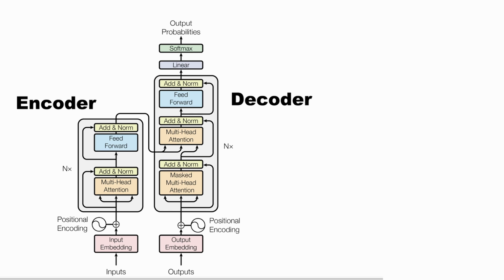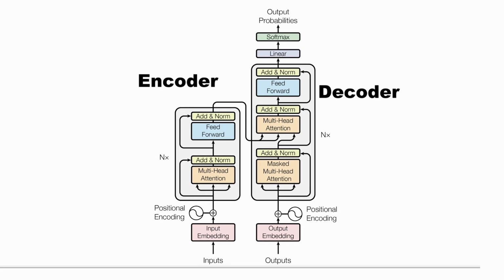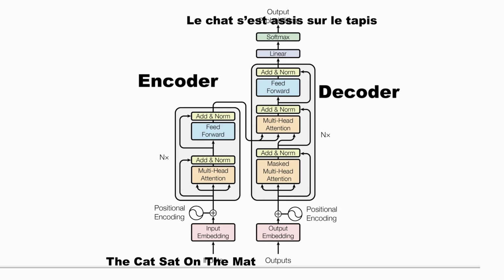Both the encoder and the decoder stacks are repeated n times, and for simplicity, they share the same number of layers. Now, let's take a look at our example. We're going to trace how our transformer model would process translating the English sentence, "The cat sat on the mat," to produce the French translation: Le chat s'est assis sur le tapis.